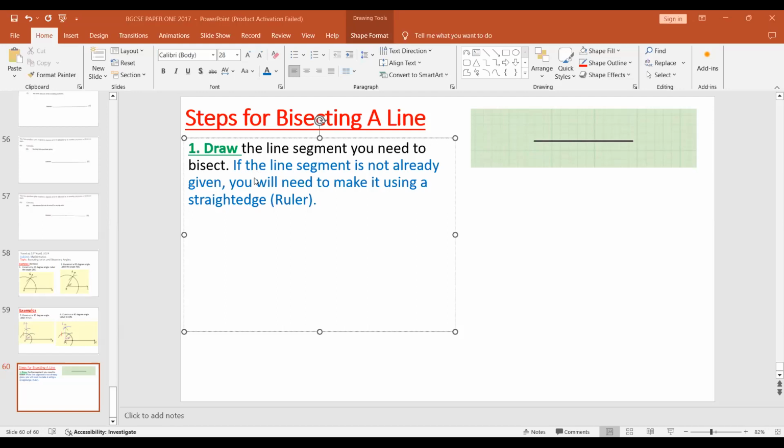Draw the line segment you need to bisect. If the line segment is not already given, you will need to make it using a straight what? A straight edge. Straight edge, ruler. Very good.